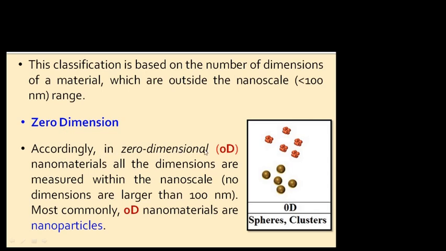Accordingly, in zero dimension, that is 0D, nanomaterials, all the dimensions are measured within the nanoscale. That means if we talk about dimensions, there are three dimensions, x, y and z. All three dimensions we are able to measure in the nanoscale, that is, all are in the range of 0 to 100 nanometer or 10 angstrom to 1000 angstrom. And the very well known examples are nanoparticles and quantum dots, correct?